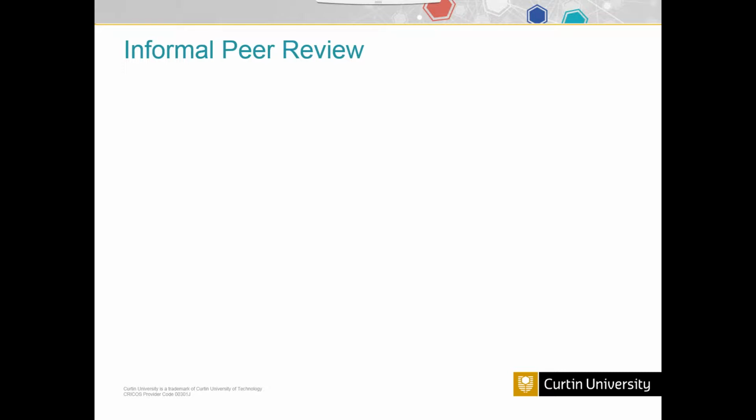When initiating a peer review, we need to consider who to engage, when to engage them, what we want them to review, and how we want their input.